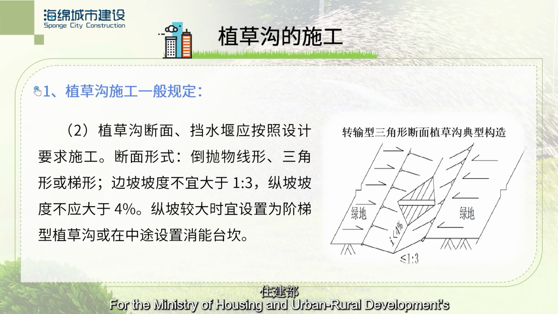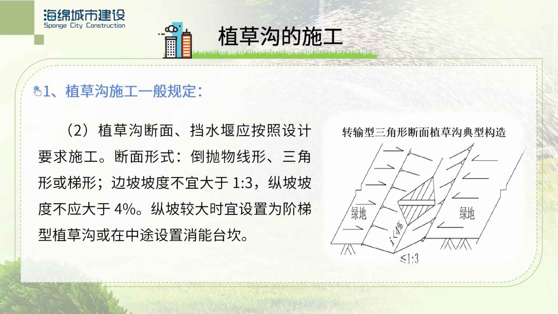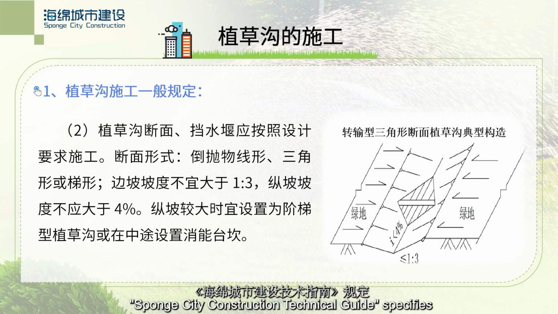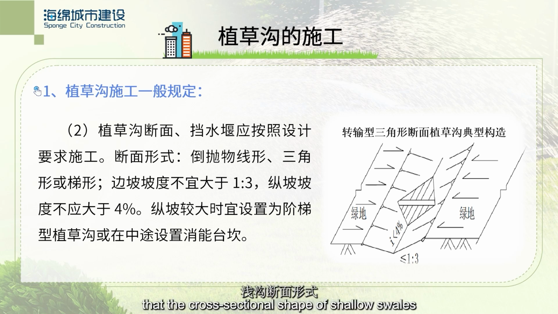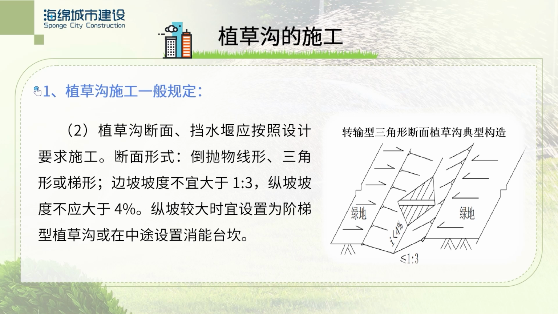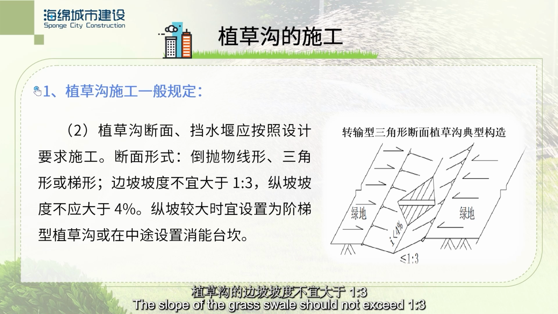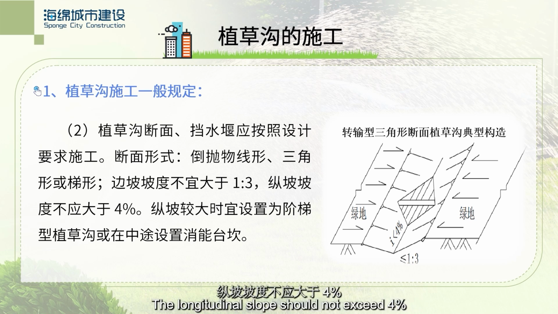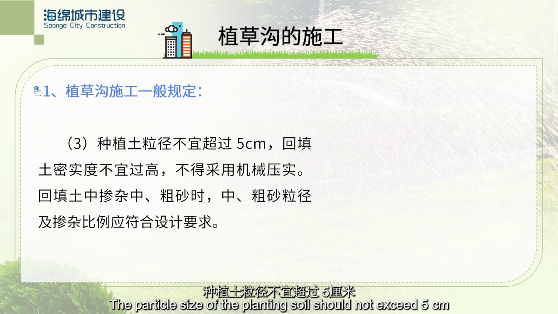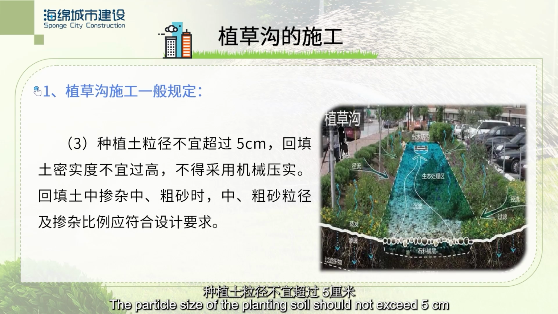The Ministry of Housing and Urban-Rural Development's Sponge City Construction Technical Guide specifies that the cross-sectional shape of shallow swales should preferably be an inverted parabola, triangle, or trapezoid. The slope of the grass swale should not exceed 1 to 3. The longitudinal slope should not exceed 4%. If the longitudinal slope is steep, it is advisable to set up a step grass swale or install energy dissipation terraces midway. The particle size of the planting soil should not exceed 5 centimeters.